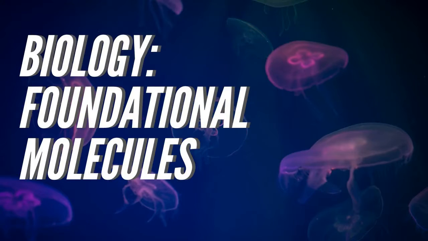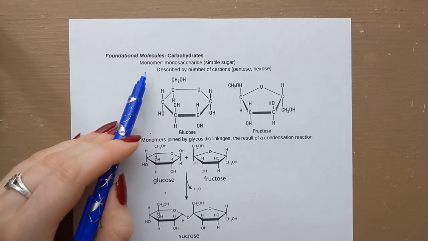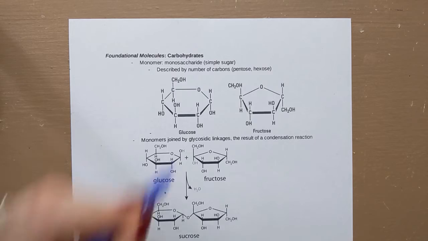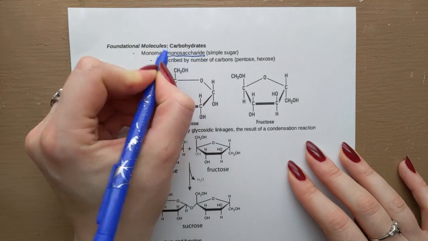Hello, listeners and learners. Today we are going to be talking about carbohydrates as part of our series on foundational molecules of biology. We're going to start this a lot like we did proteins. First, we'll talk a little bit about monomers, then how they're connected, then how the structure of this molecule serves its function. The monomers of carbohydrates are called monosaccharides.